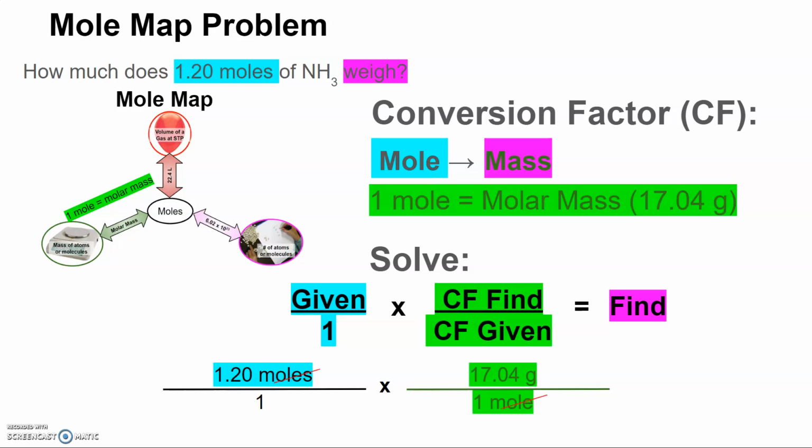So we can cancel out the units that we're given, and after we multiply, we're left with 20.4 grams as our answer. So 1.2 moles of NH3 would weigh 20.4 grams.